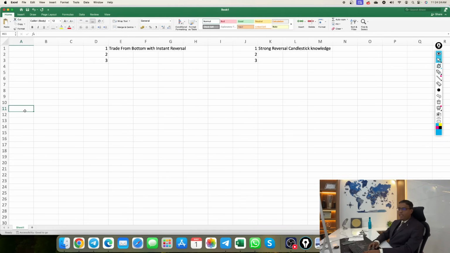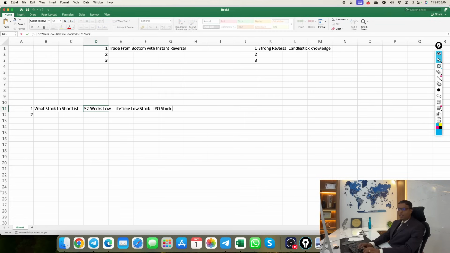Now we will talk one by one in detail about how to shortlist stocks. I always say 52-week low stocks, or else you can go for lifetime low stocks, and IPO stocks at their low, completely at the very dead low. Okay, these are the stocks.